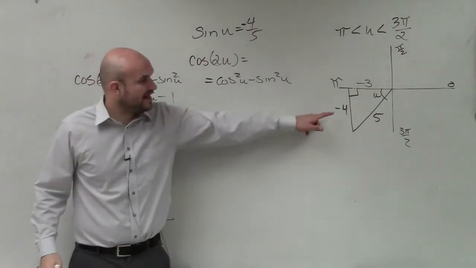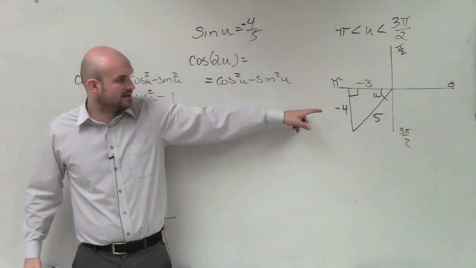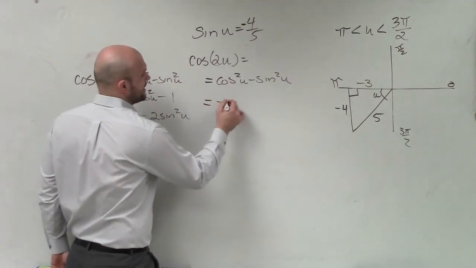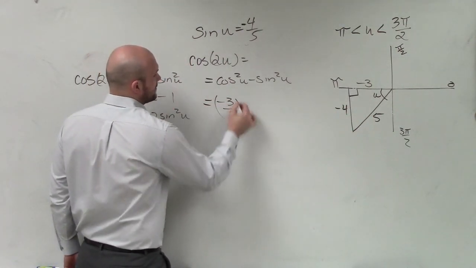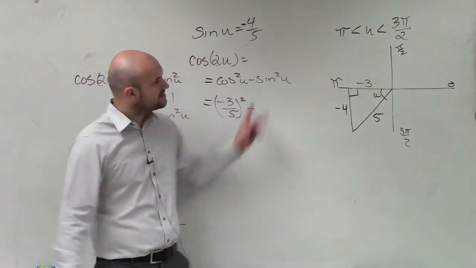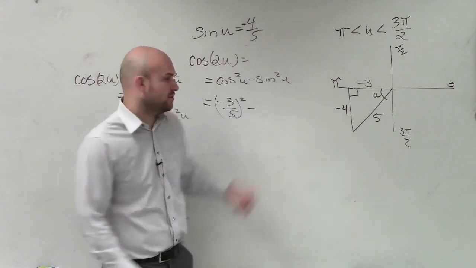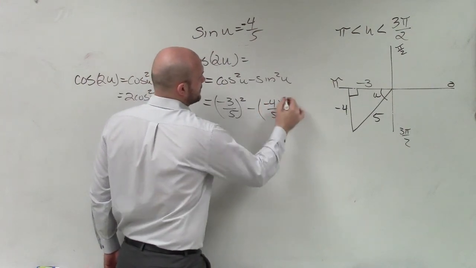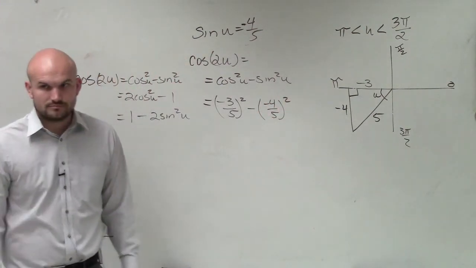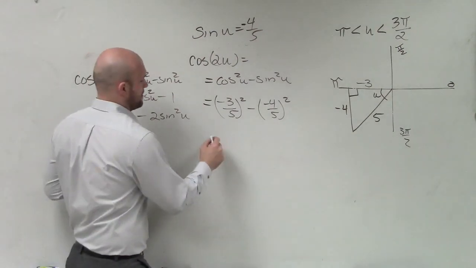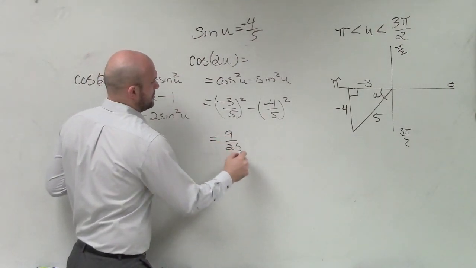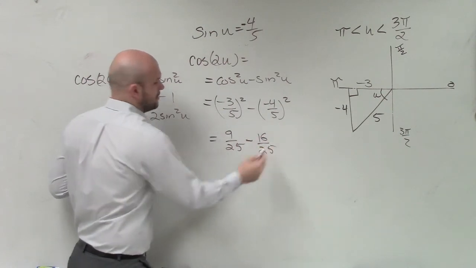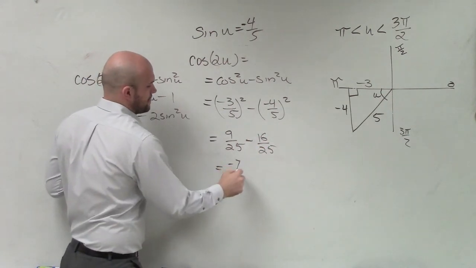So we've already evaluated this triangle. What is the cosine? Well, the cosine is adjacent over hypotenuse. So that's going to equal -3/5 squared minus the sine, which is -4/5. So that would be minus -4/5 squared. Then we square them, since they have the same denominators.